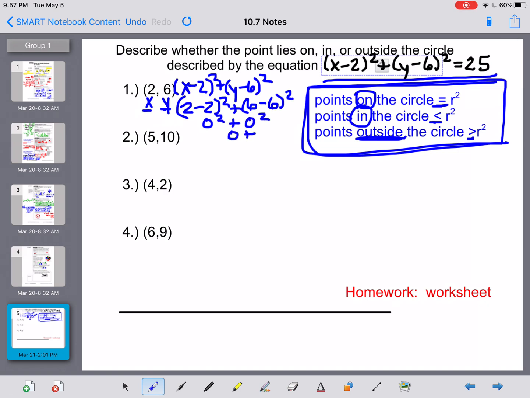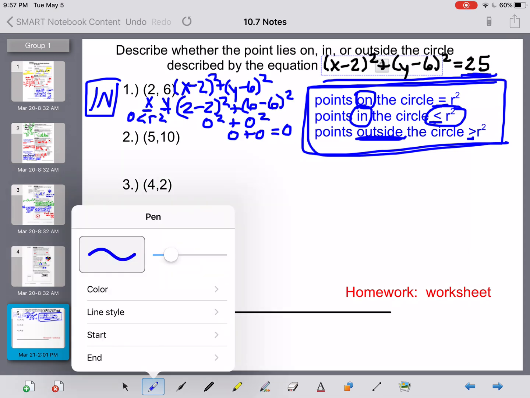When I have this point and I plug it into the math, I get 0. 0 is definitely less than r squared. Since 0 is less than r squared, which is 25, I'm going to be in the circle. So this one is definitely in the circle. And if you stop and think, it makes sense because 2, 6 is the center of this circle. So it makes sense that that's the math that we got. All right, let's try this next one.